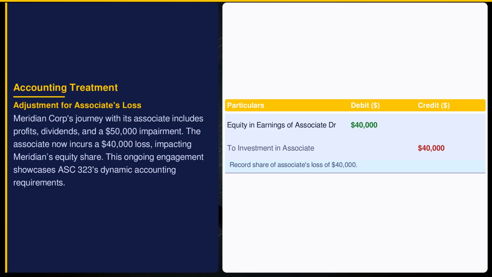ASC 323 requires the recognition of losses, similar to profits. Meridian records a $40,000 loss, reducing both income and the investment's carrying value. This entry underscores the equity method's symmetry, reflecting both gains and setbacks in the associate's performance, ensuring comprehensive financial transparency.